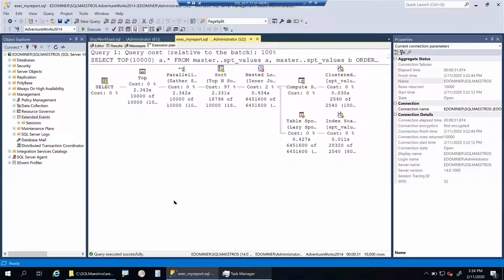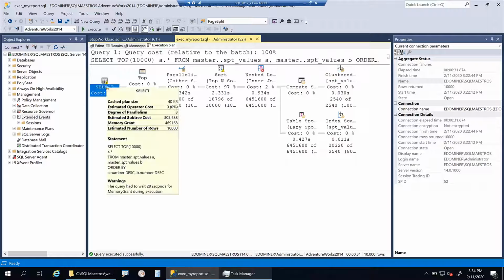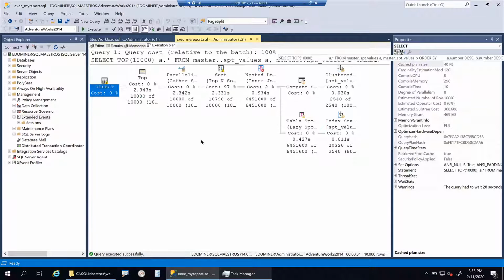So Harun has a good question. What if no warnings are shown in the execution plan? Great. What if no warnings were shown? Of course, if there were no warnings shown, I would still do what I'm doing next, which is I'm going to select the select operator here, and now watch carefully.